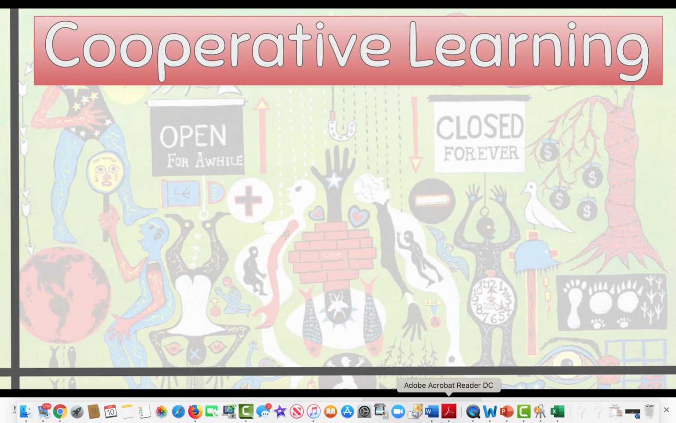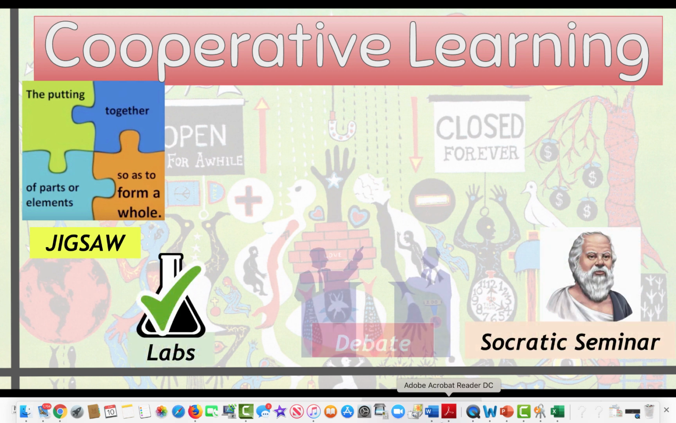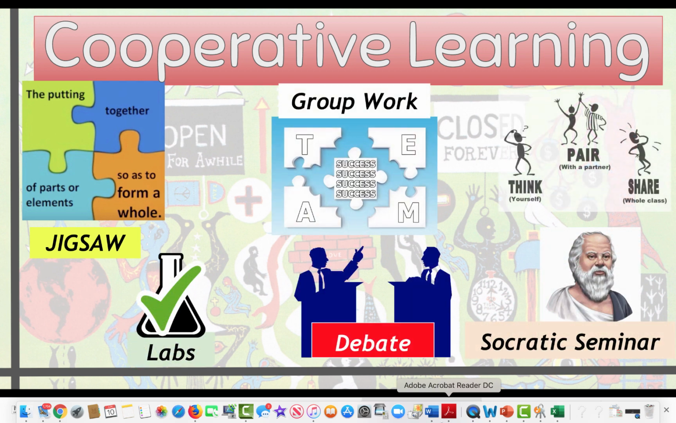Cooperative learning strategies that were mentioned include Jigsaw, Socratic Seminar, Labs, Debate, Group Work, and Think, Pair, Share. Concerning Think, Pair, Share, consider adding ink between think and pair. Then we have Think, Ink, Pair, Share, which creates the acronym TIPS, which my students taught me.